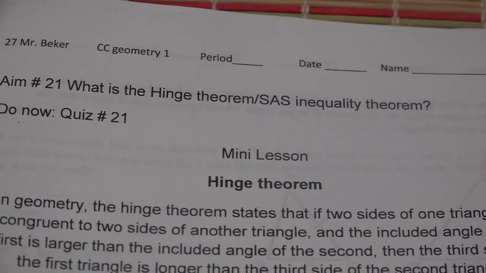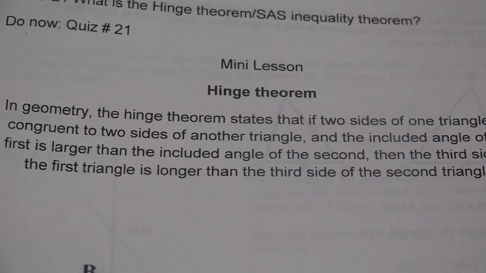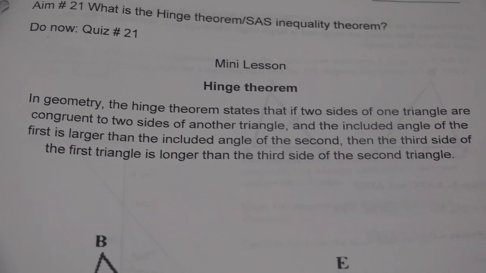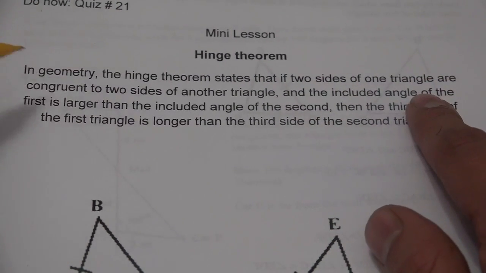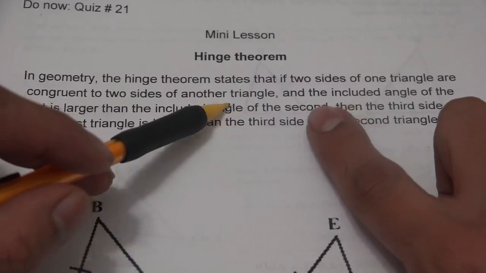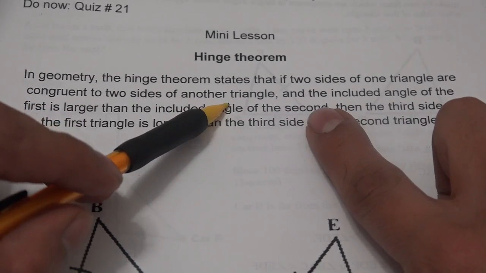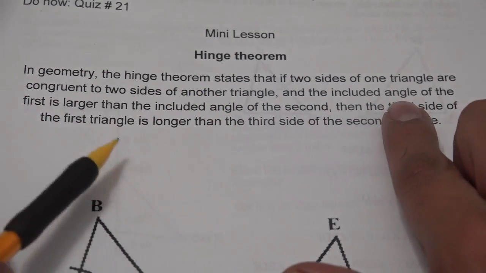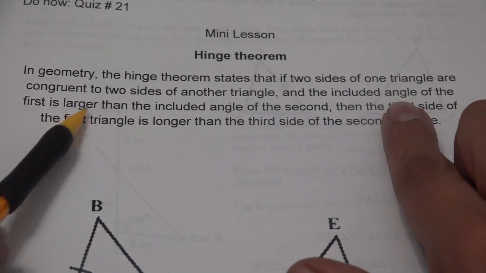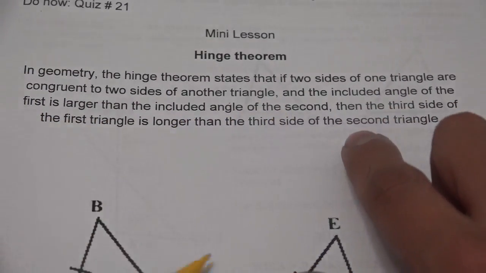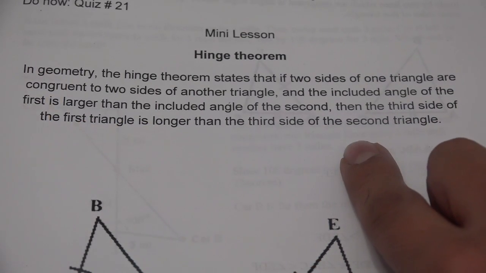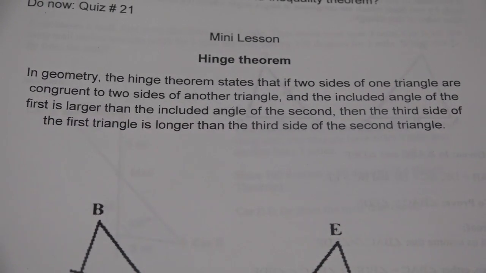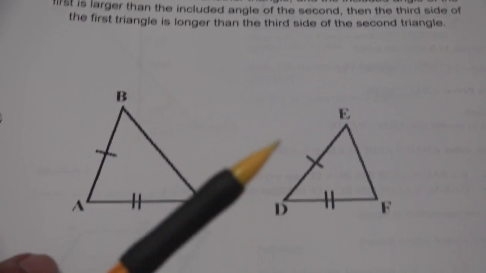Let's go. So what does the Hinge theorem say? Well, I'm going to put it on the camera. You could pause it, you read it. It says, if two sides of one triangle are congruent to two sides of another triangle, just like I explained just now, and the included angle of the first is larger than the included angle of the second, then the third side of the first triangle is longer than the third side of the second triangle. Read it until you understand it.